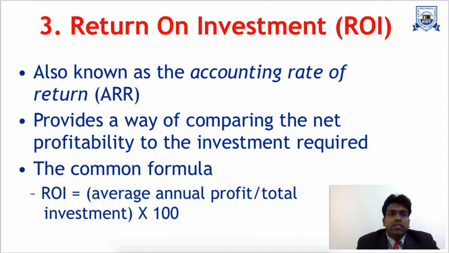Third technique is ROI, return on investment, sometimes also known as accounting rate of return, in short ARR. It provides a way of comparing the net profitability to the investment required. By this we can compare different products or projects according to their profitability. The formula is: average annual profit, whatever annual profit we are getting we take the average, divided by total investment, the total cost involved, multiplied by 100. So by this formula we can calculate ROI.